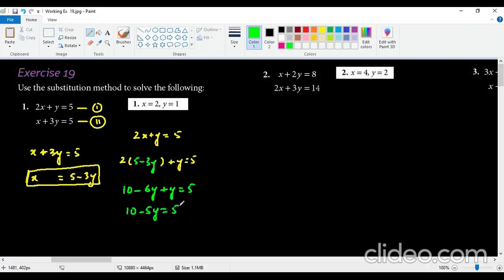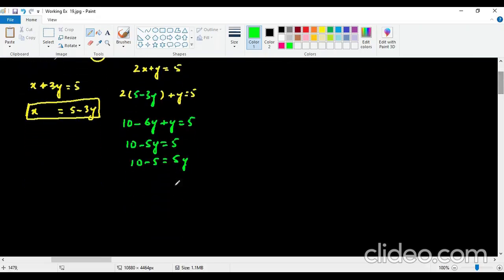Now I will take numbers on one side and variables on the other side. So this is going to be 5 equals 5y. That means y equals 5 over 5. That means the value of y is 1.